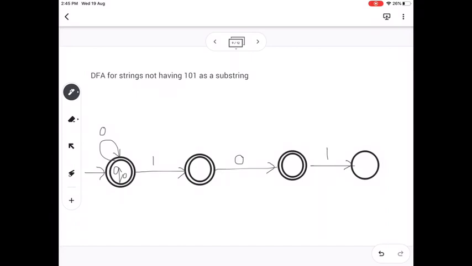Okay. Label the states. Then complete the transitions. It is just the same as the previous one.